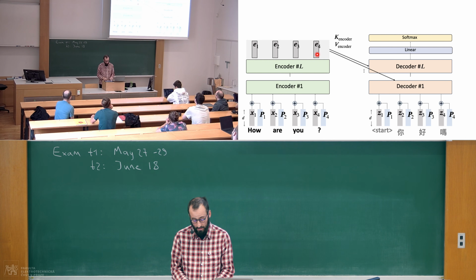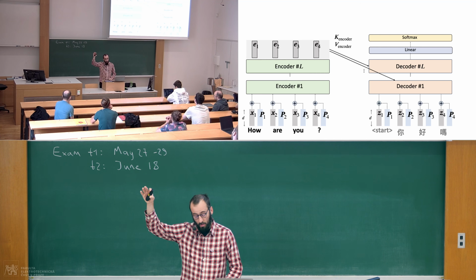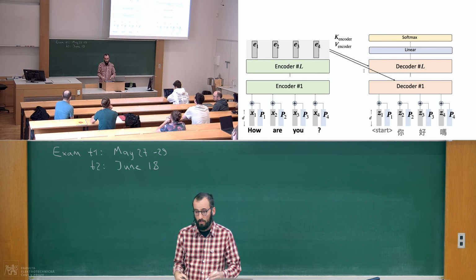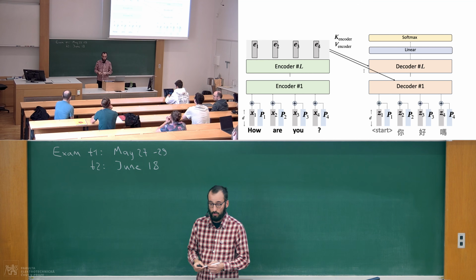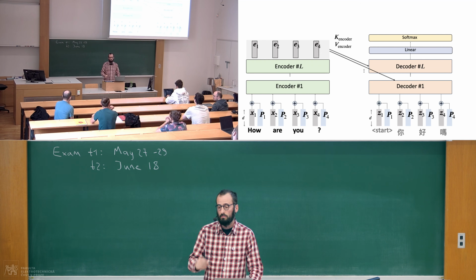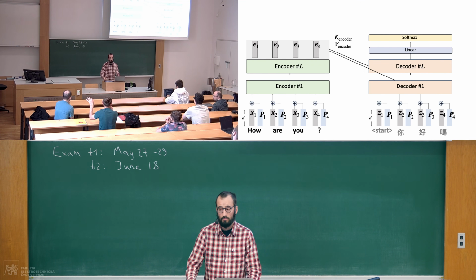So the input is the output of the whole encoder stack, after the layer L, but then it is transformed each time with different K and V projections. So if we want to attend to this encoder, then we still will do it differently at every level.